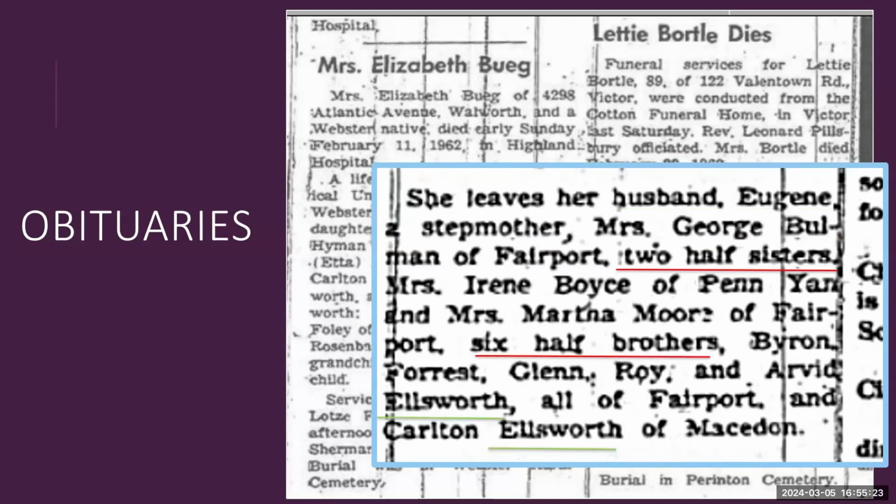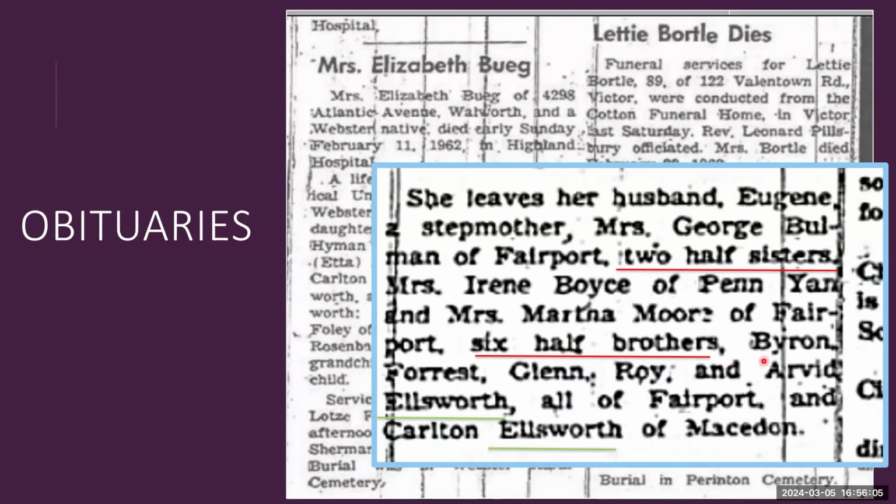Next, she has 2 half-sisters and 6 half-brothers. Her half-sisters are listed as Mrs. Irene Boyce and Mrs. Martha Moore. So those are their married names. Their locations of residence are listed, and Irene lived in Penn Yan, which is an hour from Victor. So that is a great find to a researcher who may have lost Irene due to a move.